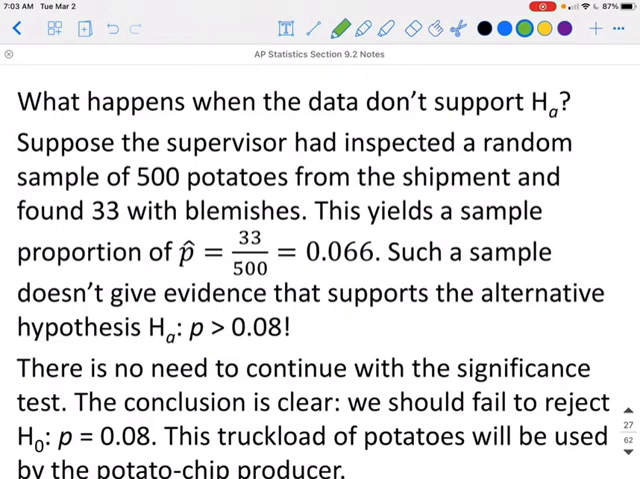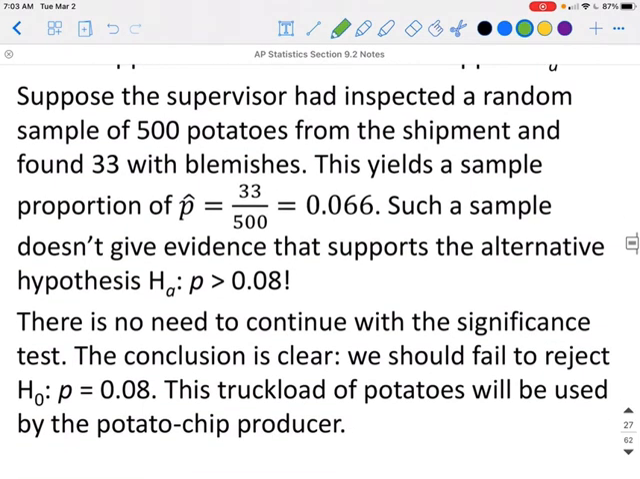What happens when the data don't support the alternative hypothesis? Suppose the supervisor had inspected a random sample of 500 potatoes from the shipment and found 33 were blemished, which is only 6.6%. Such a sample does not give evidence that supports the alternative hypothesis that p is greater than 8%. There is no need to continue with the significance test. So if the conclusion is clear, we should fail to reject the null hypothesis. This truckload of potatoes will be used by the potato chip producer.